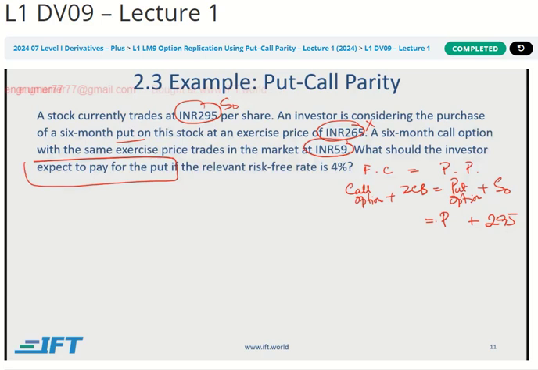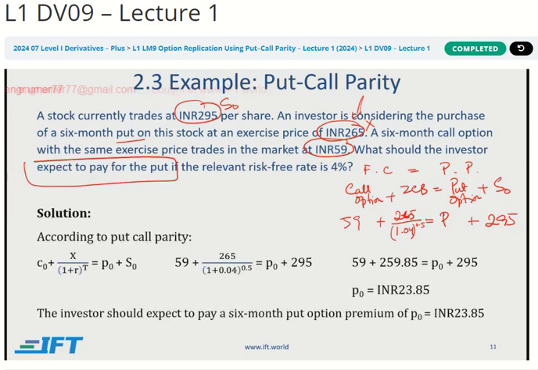Zero coupon bond, again, the exercise price they've already told us is 265, so we know that should be in the numerator, and 1 plus R, and R is 4%, so we will make it 1.04 to the power T, and if it is 6 months, so this should be 0.5, and the call option value they have already told us is 59 rupees. Then you can just solve for the put option.